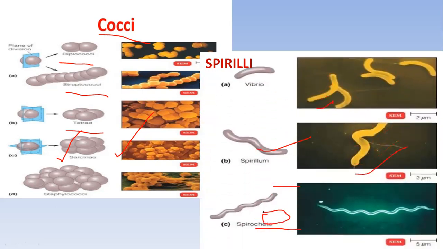There is another structure called spirae, that is Vibrio. You can see Vibrio has this comma-like structure, then spirillum. You can see spiral rotatory, and then this spirochete structure.